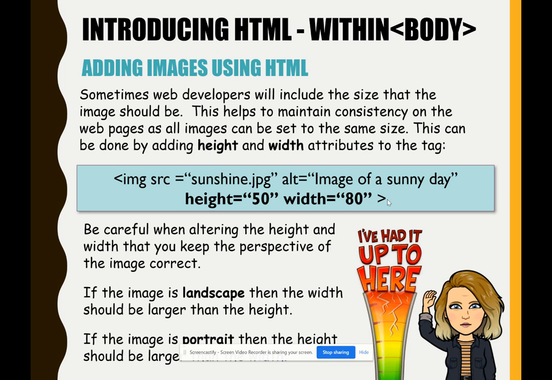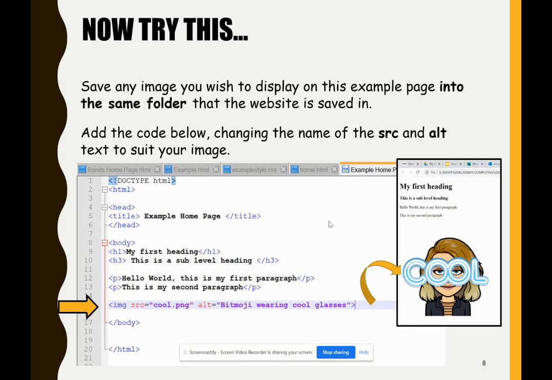If it's a landscape image, that would mean that the width is wider than the height. If it's a portrait image, then your height should obviously be bigger than your width, okay? So you can play around with it, have a look at it. If it doesn't look right, then go back and change the dimensions there, okay?